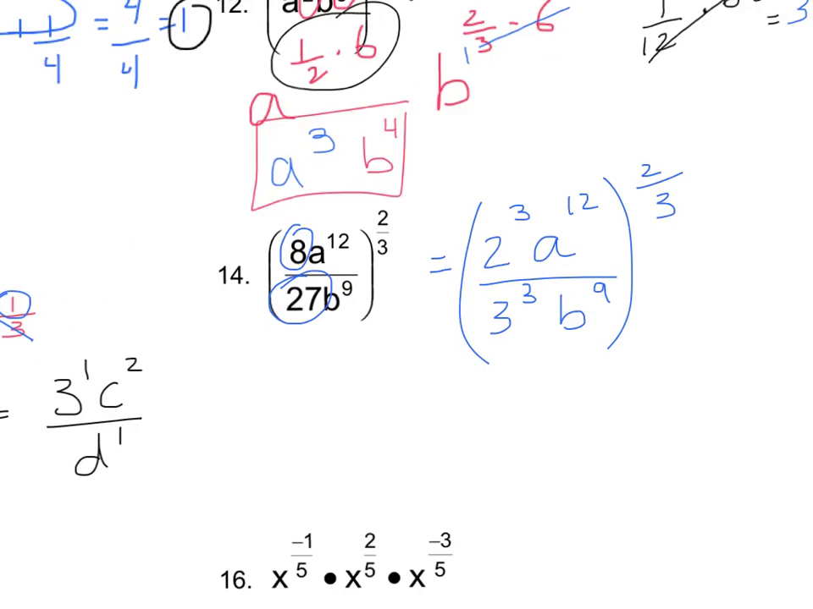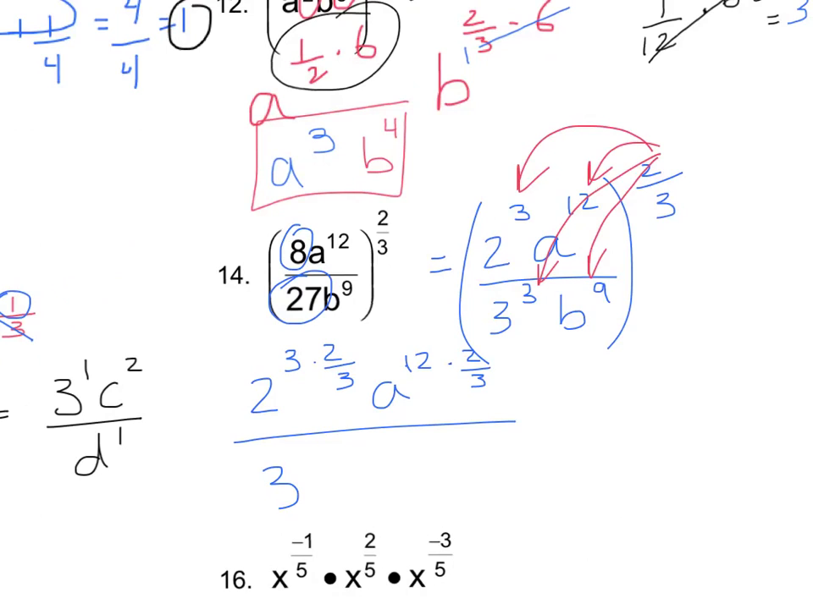So what I did is I just wrote those as a number to a power. So whenever I multiply, I can cross cancel if I need to. So again, the power has to go and multiply by each power that's inside the parentheses. So it would be 2 to the power 3 times 2/3, a to the power 12 times 2/3 over 3 to the power 3 times 2/3 and b to the power 9 times 2/3. So one step at a time.